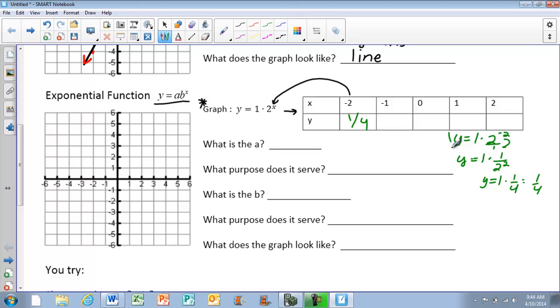Now next one, same idea, another review. So 1 times 2, now to the negative first power. So we know we can't have a negative exponent, so instead of 2 to the negative 1 power, we're going to move it down to the denominator, 1 times 1 over 2 to the 1 power. So we get 1 times 1/2, which is 1/2.